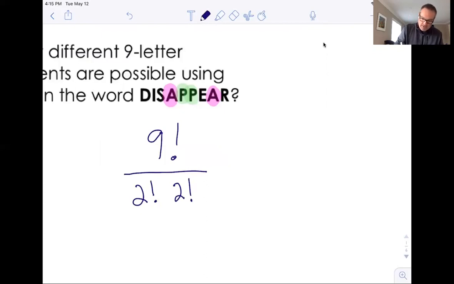Again, I would just do that on the calculator. Type in 9 factorial divided by 4, and there's 90,720 different arrangements of the letters of the word disappear.